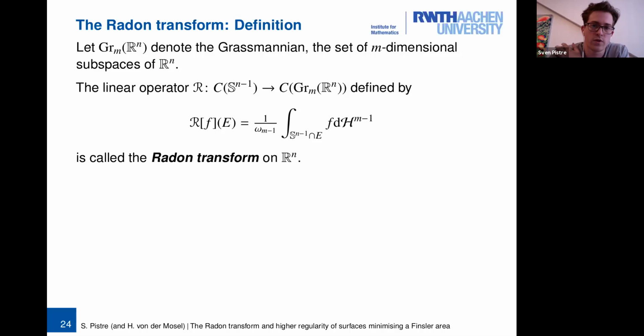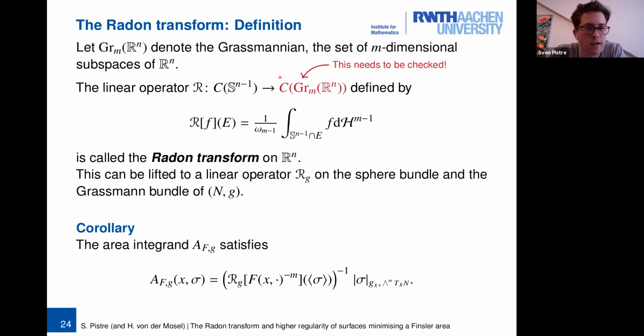Just for the notation, the Grassmannian is the space of m-dimensional subspaces of R^n, and now I have a linear operator which maps a continuous function on the sphere to functions on the Grassmannian, and it's defined by this condition here. You take the full-dimensional sphere, intersect with some m-dimensional plane, and then you integrate the original function small f. You need to first check that this is actually well defined, so that the resulting function is continuous again. Maybe this should be intuitively somewhat clear: if you have a continuous function and then you vary the plane, then this integral shouldn't vary too much as well, but you need to prove this first.